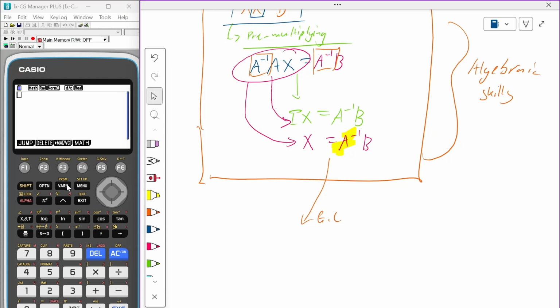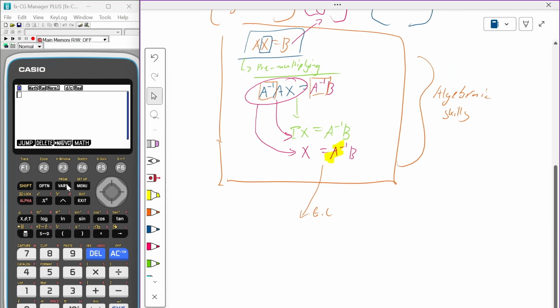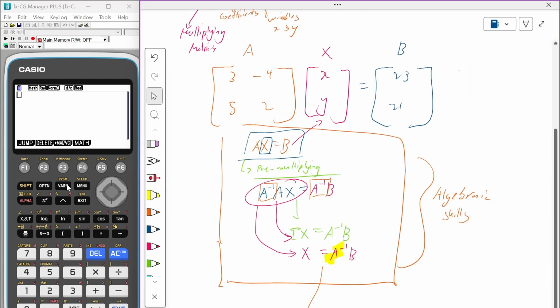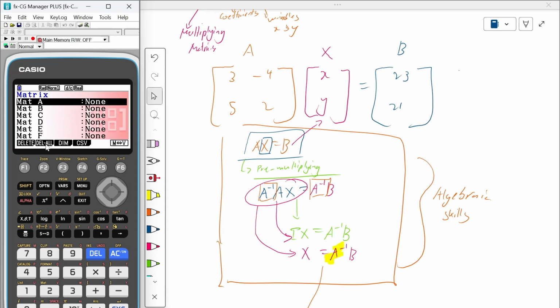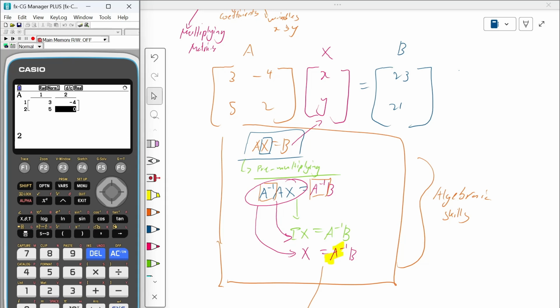So what you want to do is actually go back to matrix A first, because we're finding the inverse. Matrix A is 3, -4, 5, 2. So we want to add matrix A into our graphics calculator. Press F3, and then we've got matrix A here. Make sure we put in the right dimensions for matrix A, which is a 2 by 2 matrix, so 2 and 2. Press execute again. Now just input the numbers: 3, -4, 5, and 2.